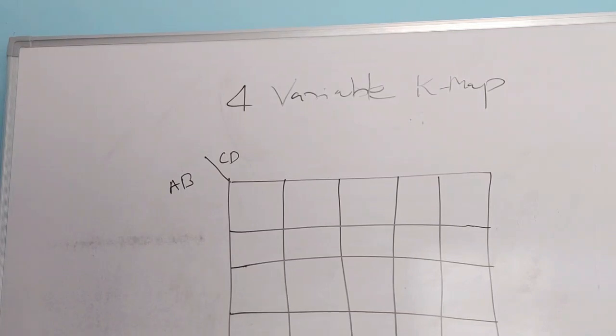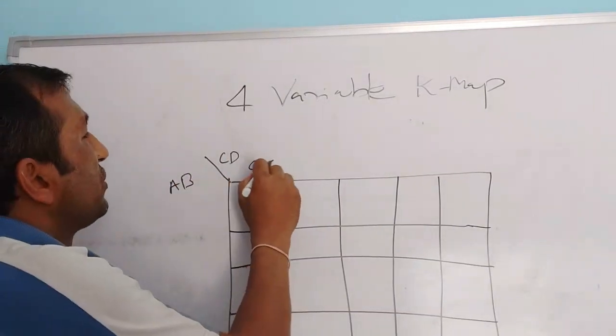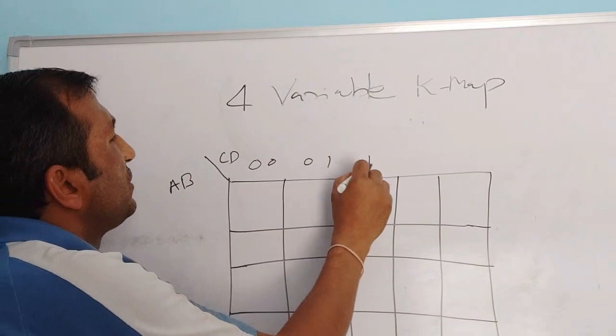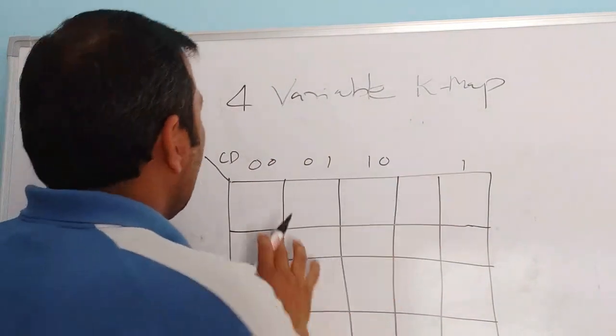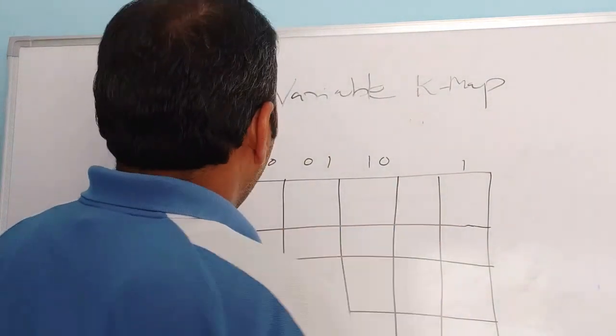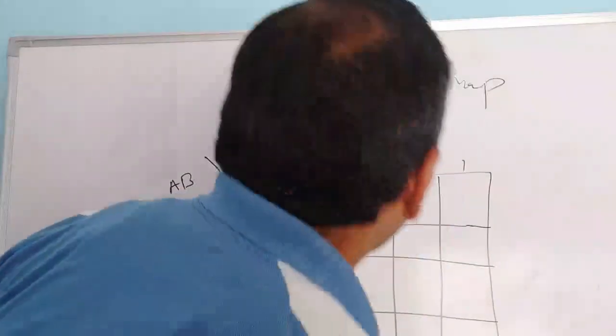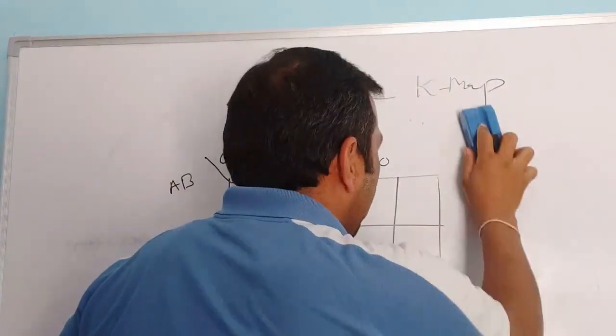Now we will do their gray coding. So for gray coding it is 0, 0, 0, 1, 1, 0 and 1, sorry, 1, 2, 3, 4, 5, actually one extra we have added.